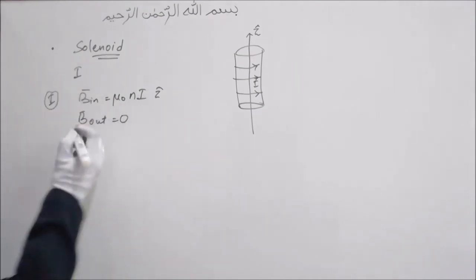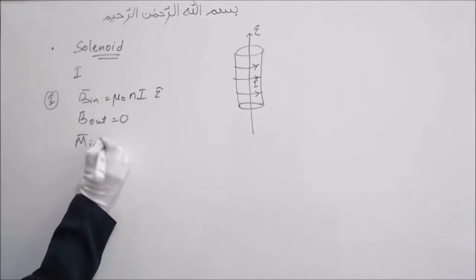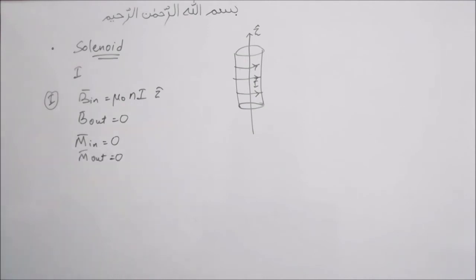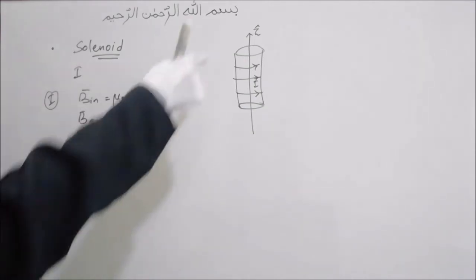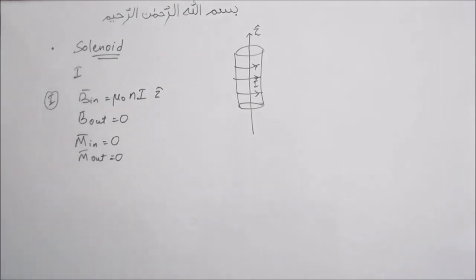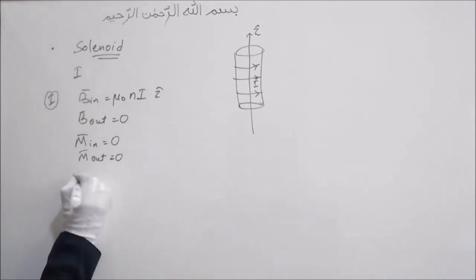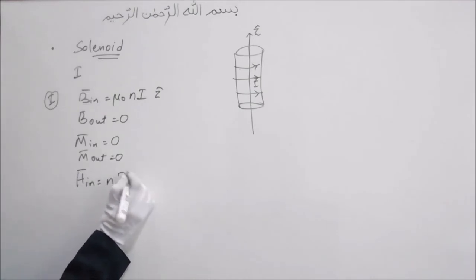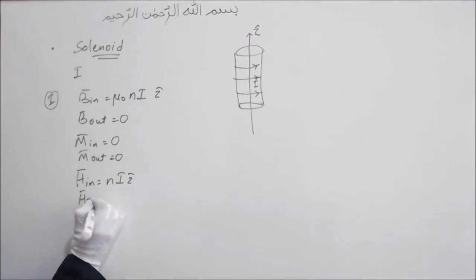Since there is no material to magnetize, the magnetization inside will also be 0, and magnetization outside will also be 0. And since this is a symmetry problem, because it is an infinite solenoid, we can use Ampere's law, and from that we have H bar inside will be equal to N I z hat and H bar outside will be equal to 0.